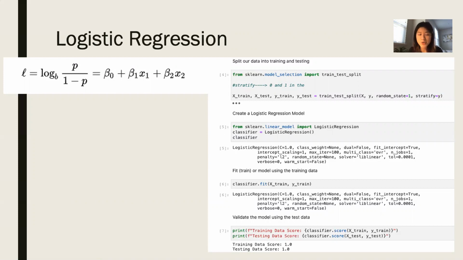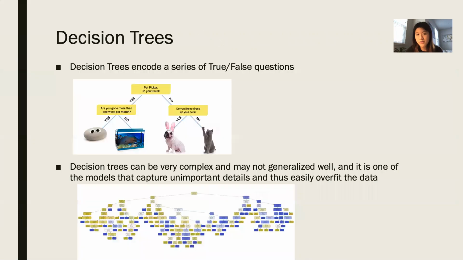And what we can do is we'll apply a logit function on the response variable to make it continuous. And the right-hand side, we still keep it the same. Okay. And the right-hand side is how you call the logistic regression in scikit-learn, which is pretty straightforward too. And next is the decision trees.